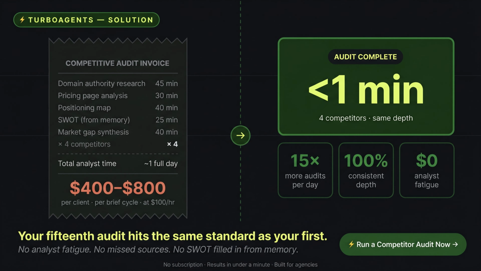Let's talk about what this replaces. A proper single competitor audit takes 1 to 3 hours manually. 4 competitors like this run is a full day. At a billing rate of $100 an hour, that's $400 to $800 in time, per client, per brief cycle. TurboAgents does it in under a minute.